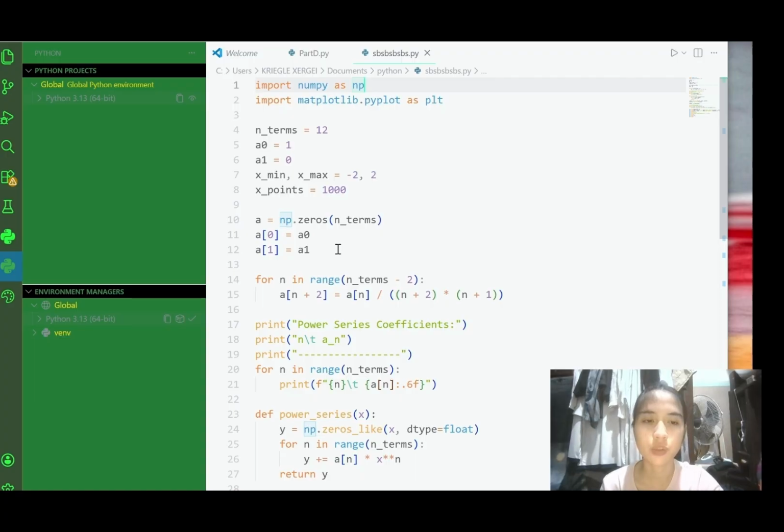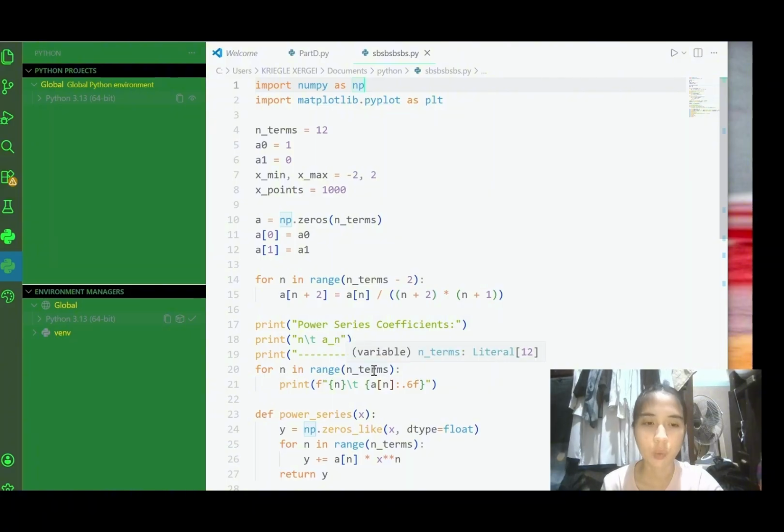Next is the most important part of the code, the recurrence formula inside the for loop. The formula used is a sub n plus 2 equals a sub n divided by (n plus 2)(n plus 1). This formula comes from substituting the power series into the differential equation and simplifying. The loop calculates the remaining coefficients automatically.